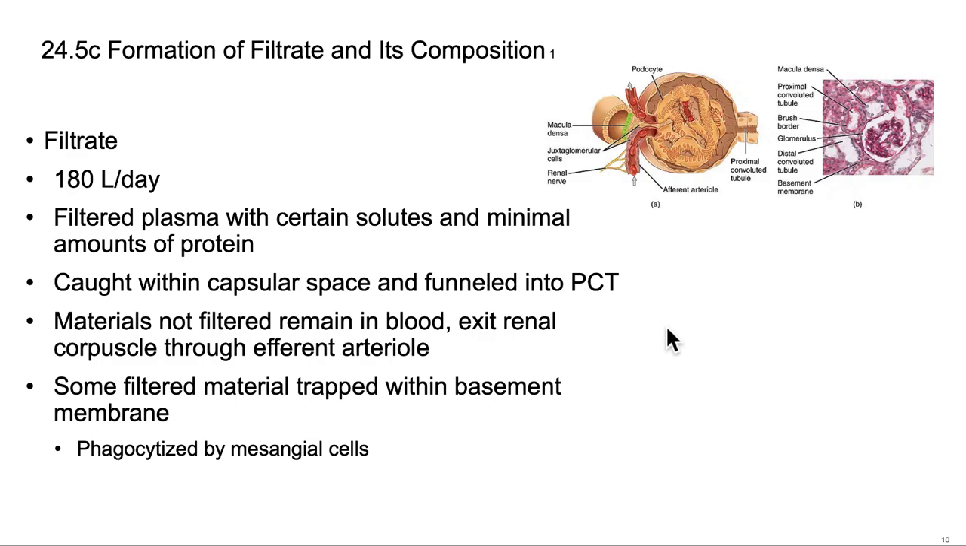We produce somewhere around 180 liters of filtrate a day. Okay, think 180 liters a day. Do you excrete 180 liters a day? Do you urinate 180 liters each and every day? No, not even close. So what does that mean for the rest of the fluid? Obviously, we have blood flowing through the glomerulus.